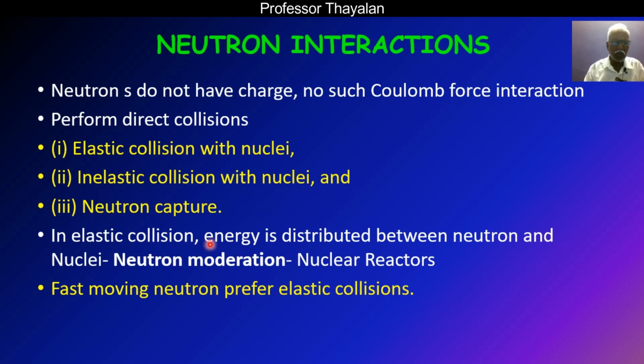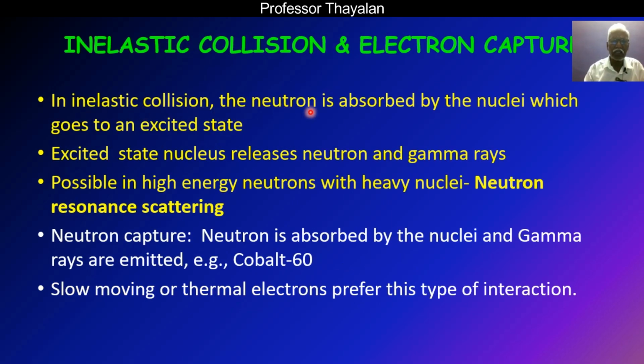The first, elastic collision. Energy is distributed between neutron and nuclei. It is called neutron moderation. So moderators are used in nuclear reactors. Fast moving neutrons prefer this type of elastic collision. In inelastic collision, the neutron is absorbed by the nucleus, which goes to an excited state. The excited state nucleus releases a neutron and gamma rays. This is possible in high energy neutrons with heavy nuclei. This is what is called neutron resonance scattering.